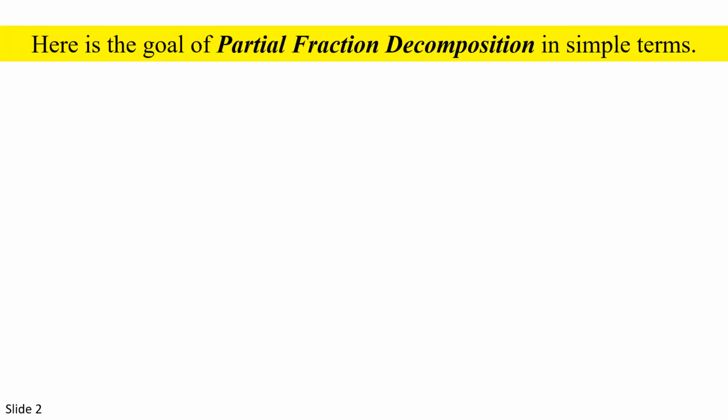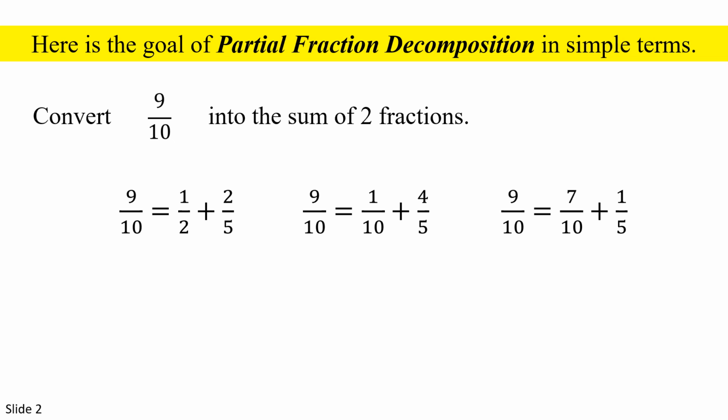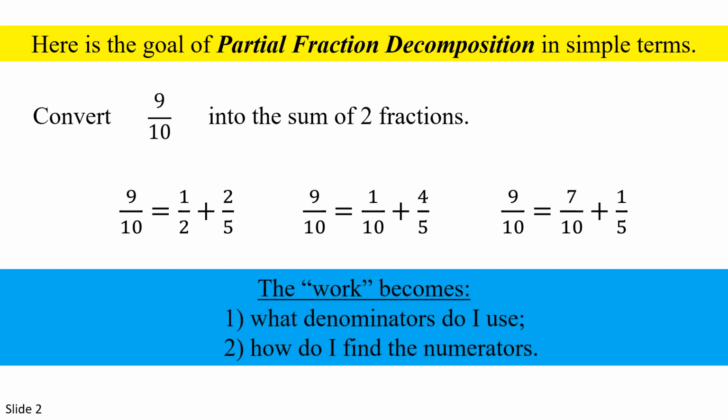Here is the goal of partial fraction decomposition in simple terms. We want to convert 9/10 into the sum of two fractions. We could have 9/10 is a half plus 2/5, or maybe 9/10 is 1/10 plus 4/5, or 9/10 could equal 7/10 plus 1/5. Which one? The work becomes, what denominators do I use? And then, how do I find the numerators?